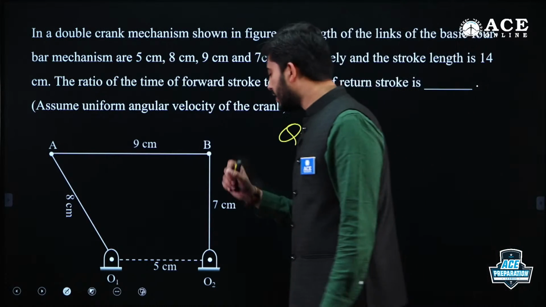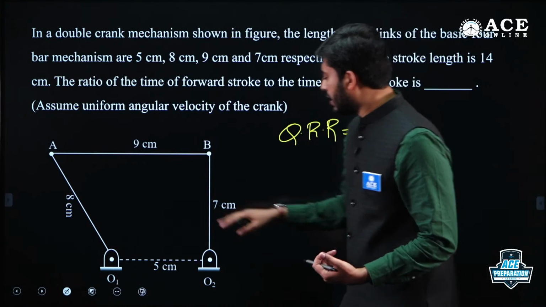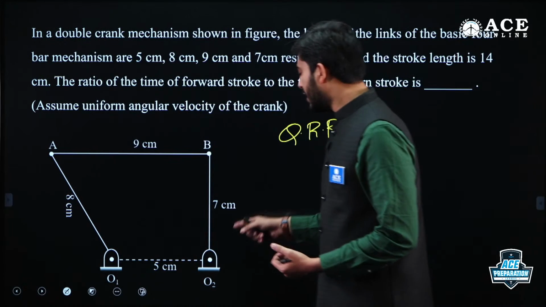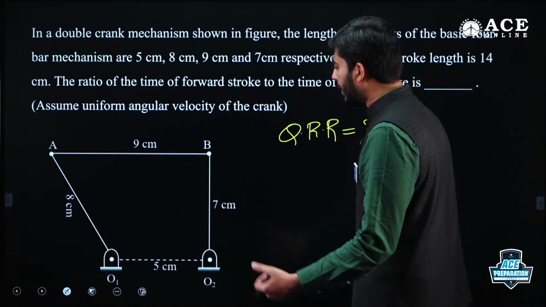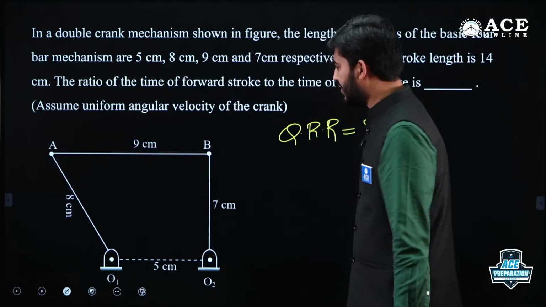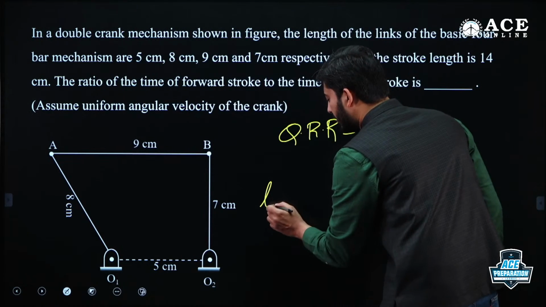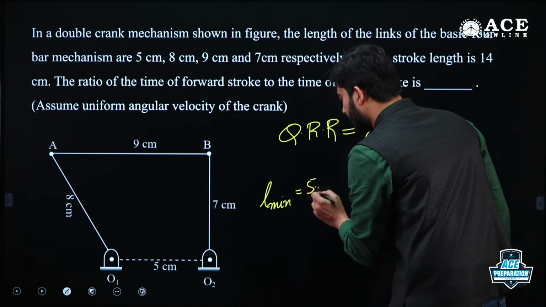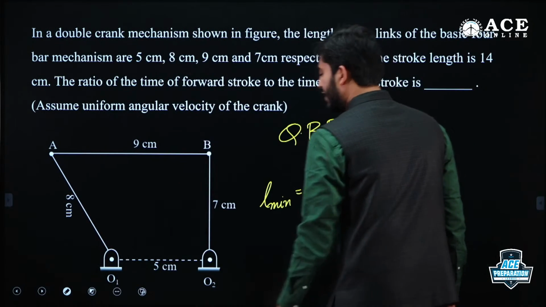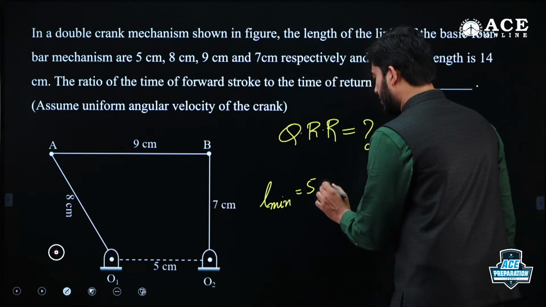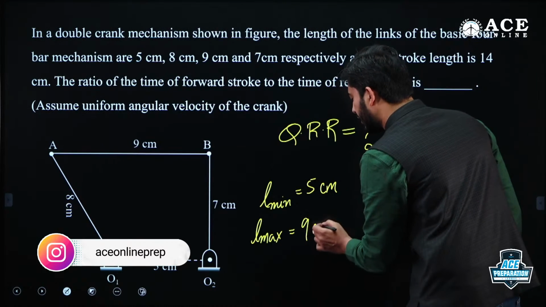So guys, before going to the QRR, I would really like to recall some basics here also. Here it is clearly given that it is a double crank mechanism. So we can apply Grashof's law here and check whether it is correct or not. Here the shortest link, L minimum, is equal to 5 centimeters, and L maximum, guys, is equal to 9 centimeters.